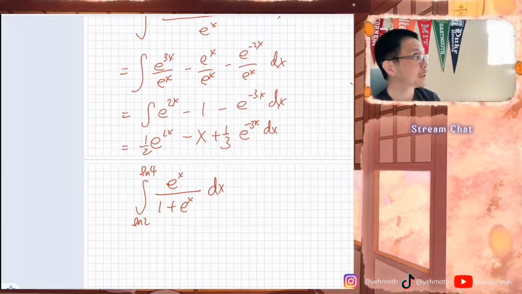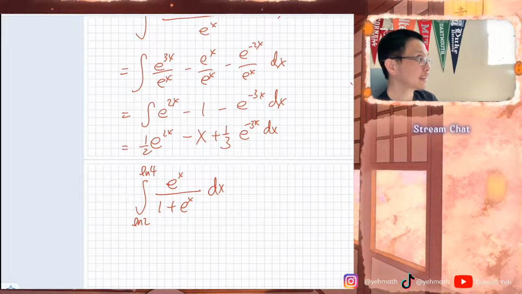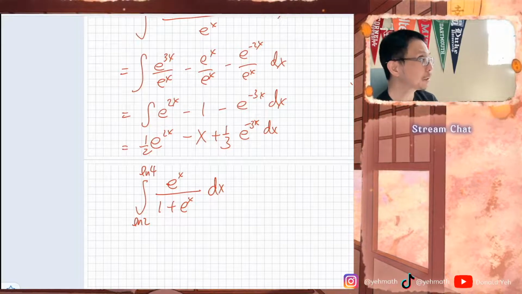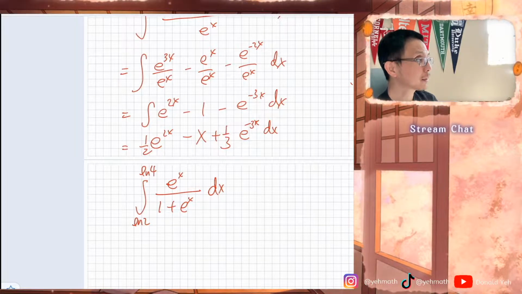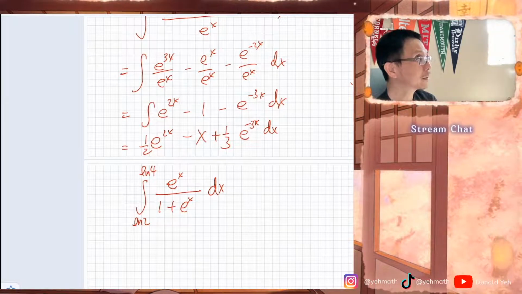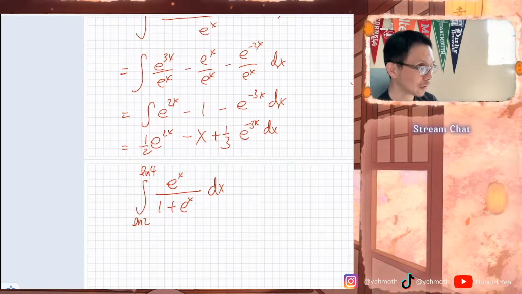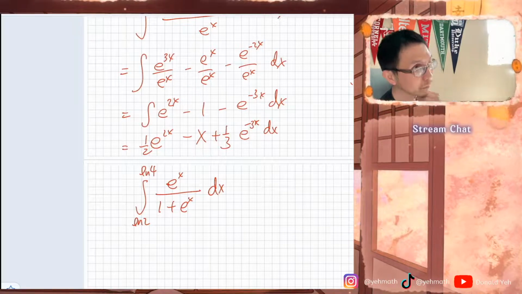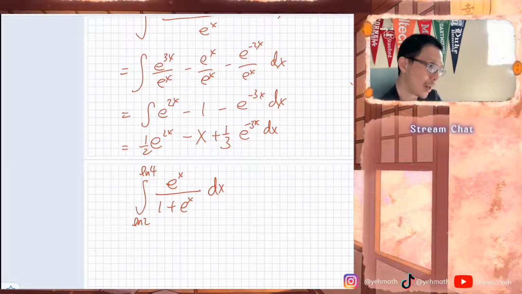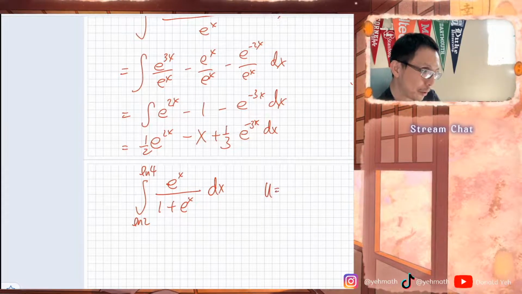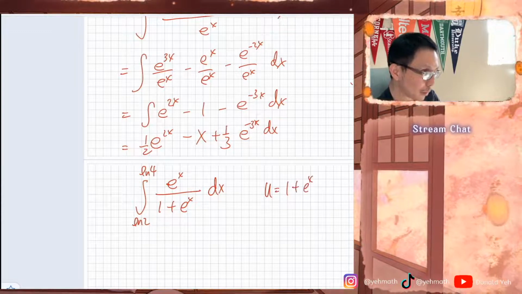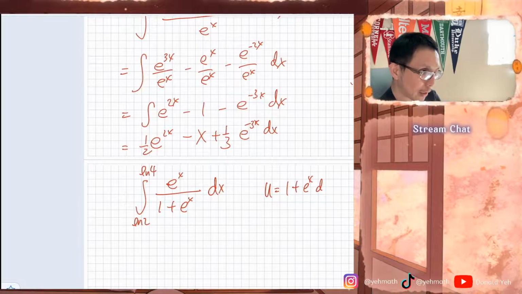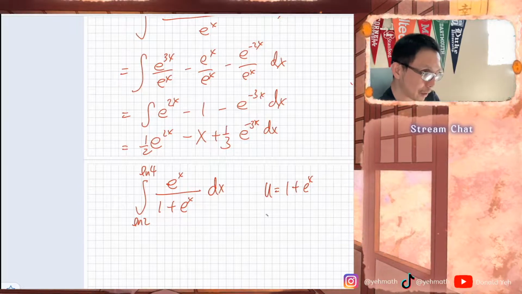How do I do integration on this one? Any good ideas? Okay, what would u equal to? 1 plus e to the x, yeah. Why? Because the bottom denominator has the same exponent as the top. Yes. U equals 1 plus e to the x. And one nice thing is after you take a derivative, the 1 goes away, right? And then we can take a derivative of this.